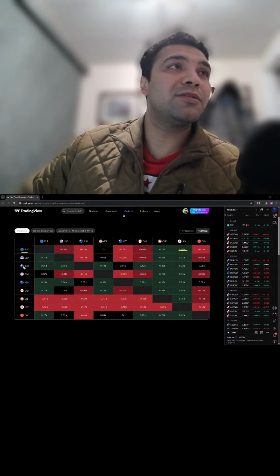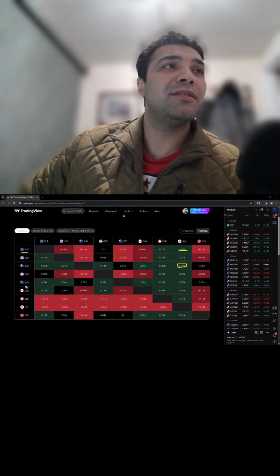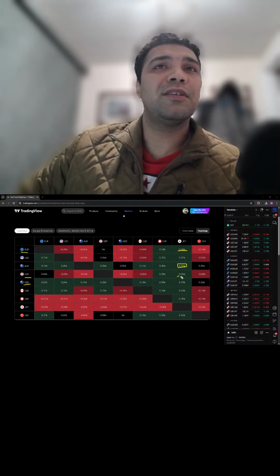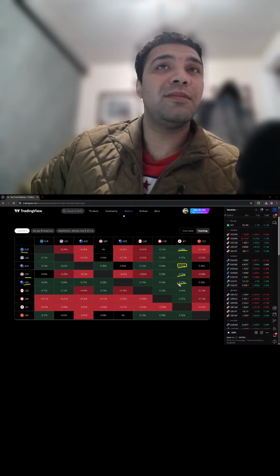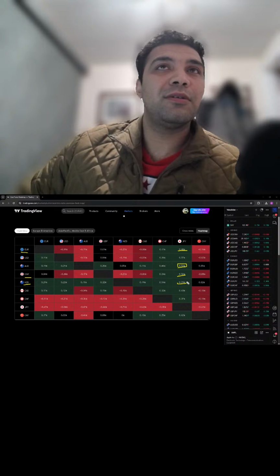And if we compare the Australian dollar with the yen right here, we can see that the Australian dollar is super strong compared to the yen. And similarly, if we look at the pound and New Zealand kiwi against the yen, the pound has given 0.54%, but NZD has given around 0.79%. So it is really important to understand right now that NZD is the strongest one.